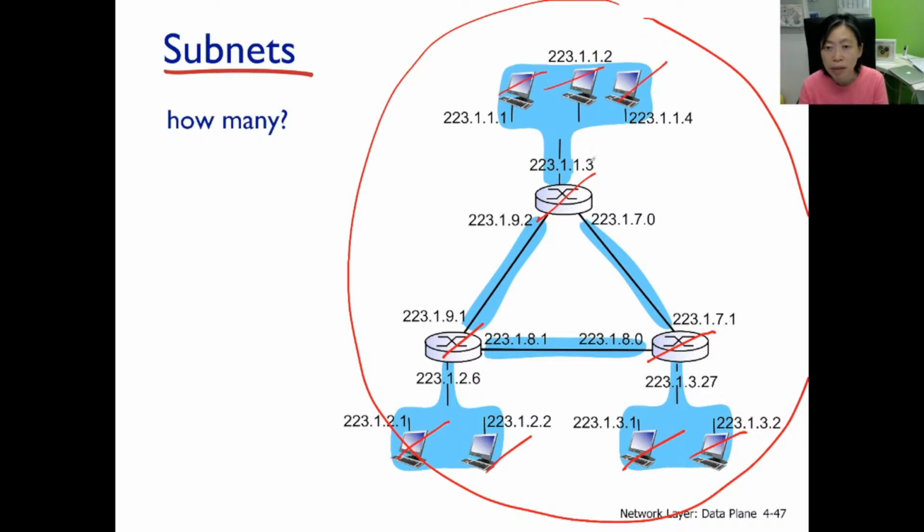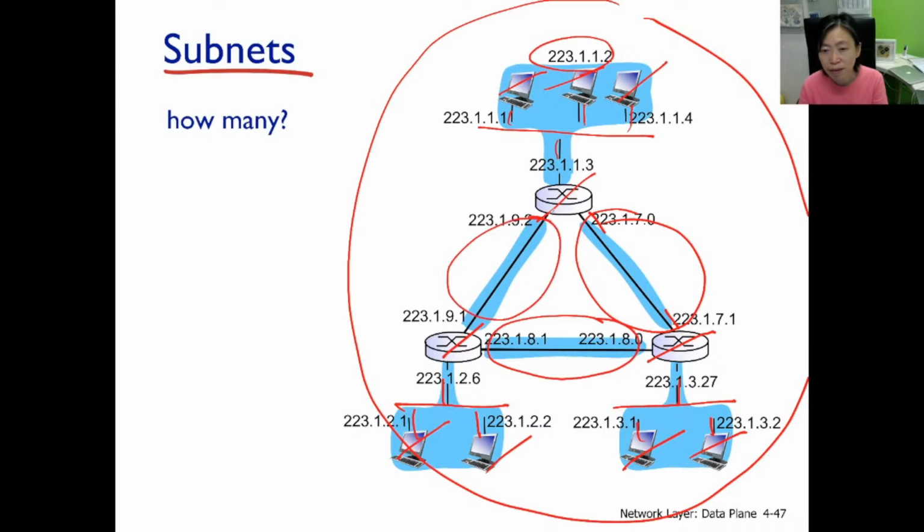So interfaces physically connected, we have one up there, so subnet 223.1.1. We do have another one here, these three, and another one here, these three. And guess what? Another one here. These two together form an isolated island. Another here and another here. So altogether we have 6 subnets in this network.